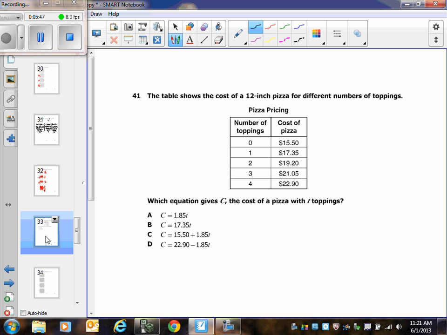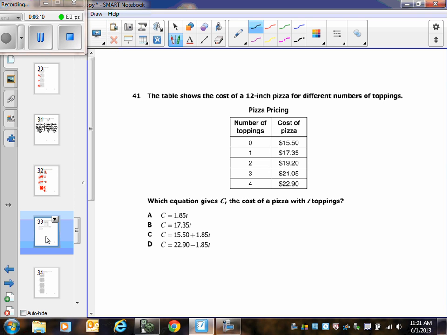Now, looking at question 41. The table shows the cost of a 12-inch pizza for a different number of toppings. Which equation gives C, the cost of a pizza with T toppings? For this one, I could go ahead and start putting my data in under stat and calculate my line. But you know what?